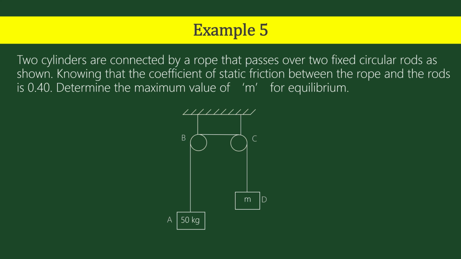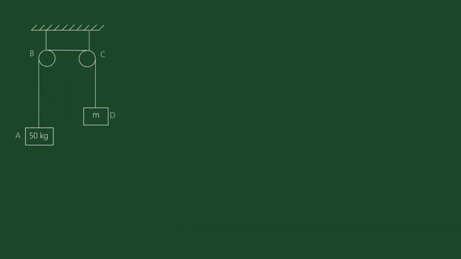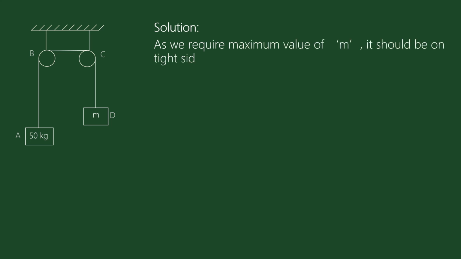Block A has a weight of 50 kg, and we have to find the maximum value of that mass M. Okay, so how to solve? Let us see the solution. As we want to find the maximum value of M, it should be taken on the tight side, and therefore here we are going to consider T1 equal to 50 kg and T2 equal to M kg.